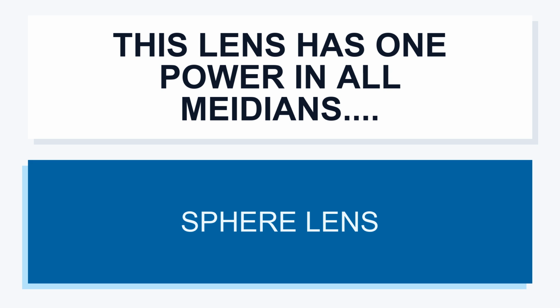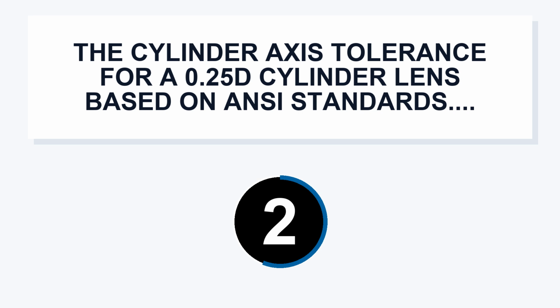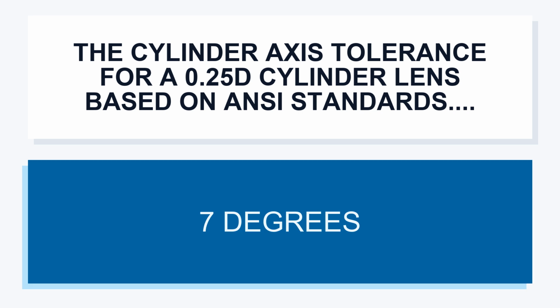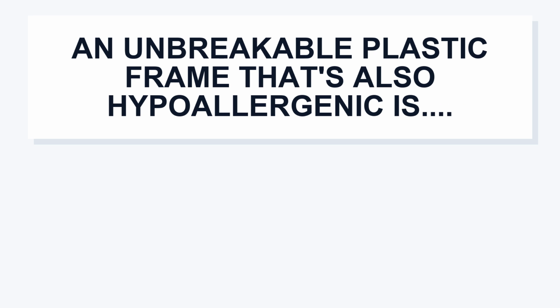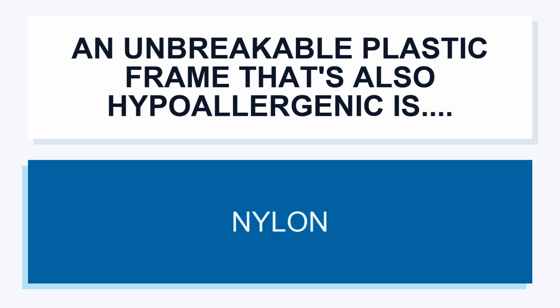Sphere lens. The cylinder axis tolerance for a 0.25D cylinder lens based on ANSI standards. 7 degrees. An unbreakable plastic frame that's also hypoallergenic is nylon.